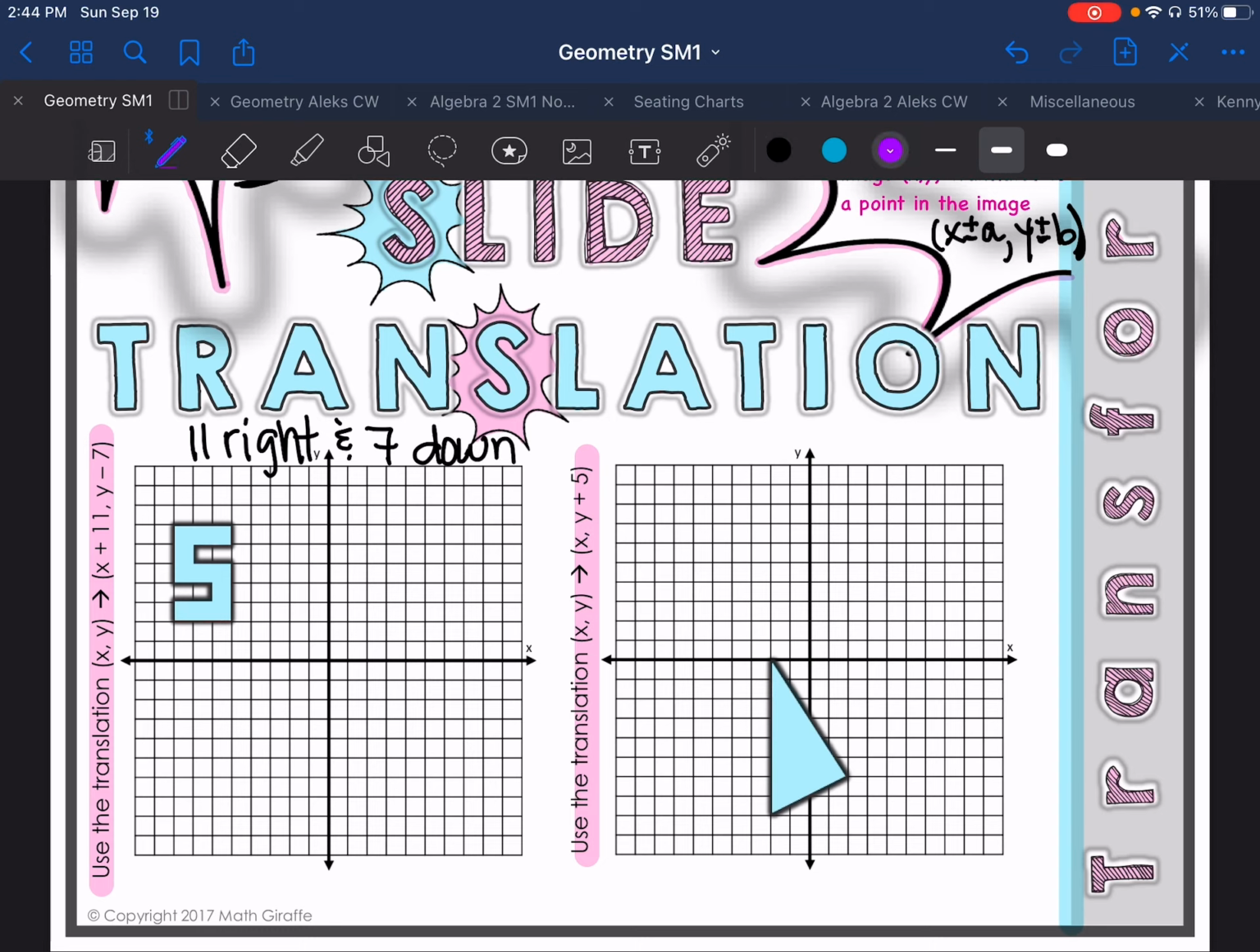So point by point, remember, you just want to start somewhere and you're just going to count it. 1, 2, 3, 4, 5, 6, 7, 8, 9, 10, 11. 1, 2, 3, 4, 5, 6, 7. There it is. There we go. 1, 2, 3, 4, 5, 6, 7, 8, 9, 10, 11. 1, 2, 3, 4, 5. There we go.